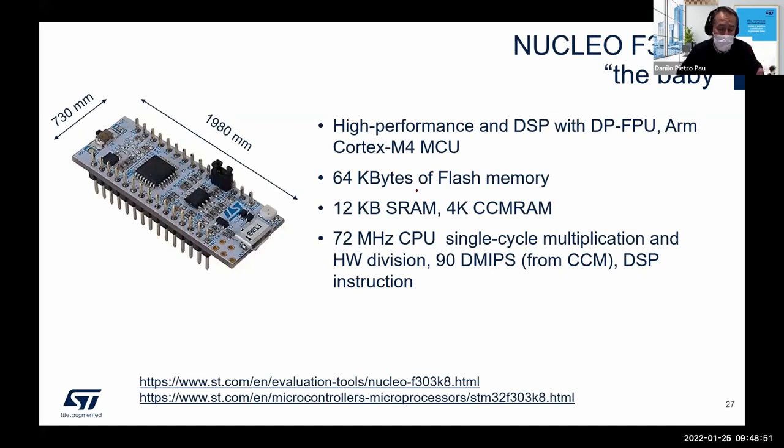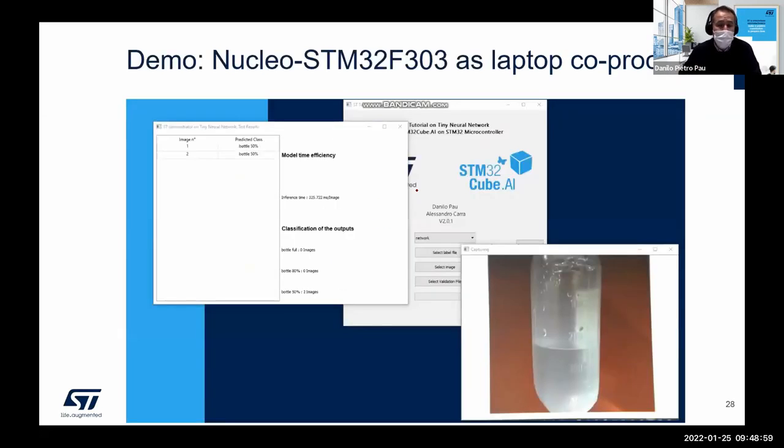The previous one had 1 megabyte of RAM, 2 megabytes of flash, and 480 megahertz, while this one has 72, and I do the same. And with this methodology, I can rapidly start field trials, targeting very different microcontrollers.